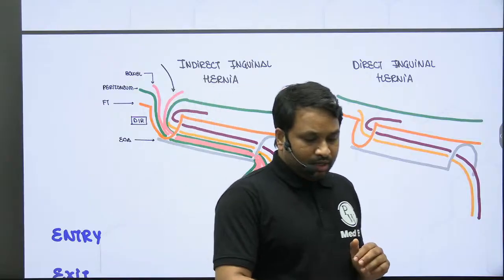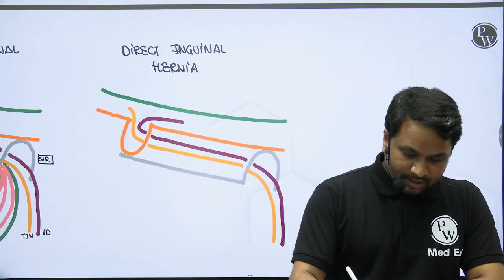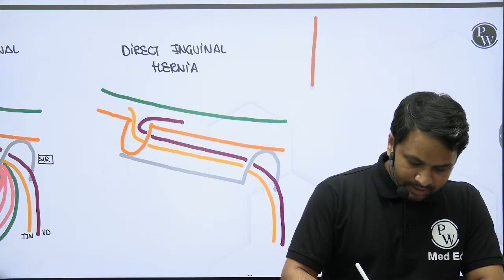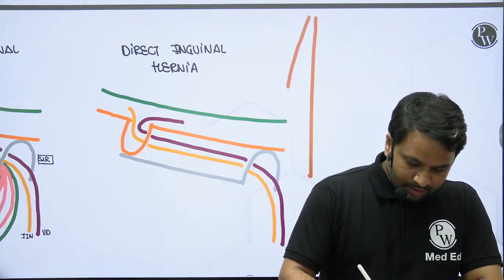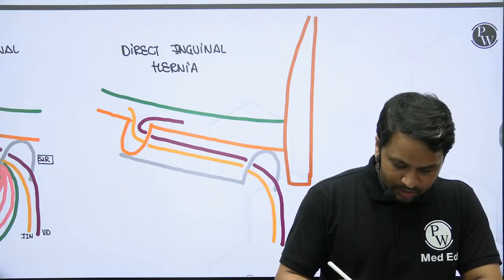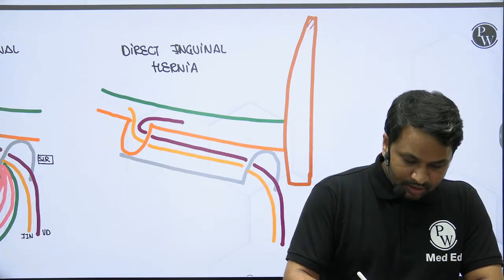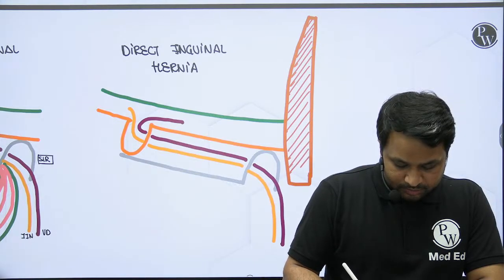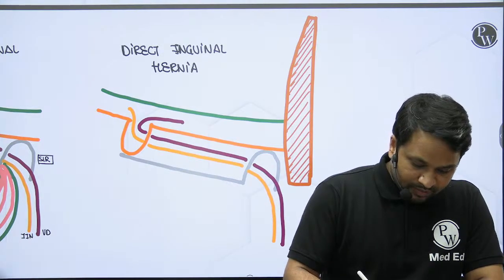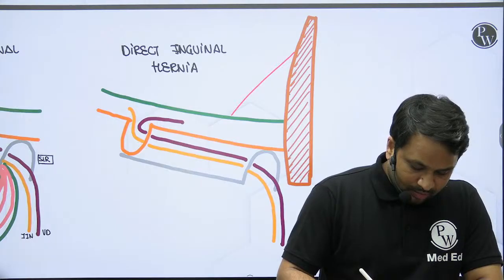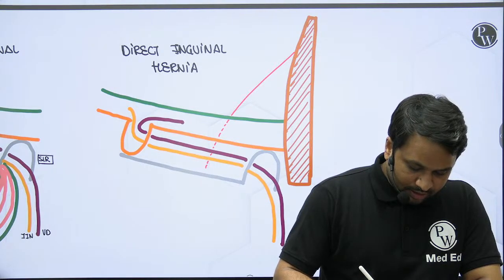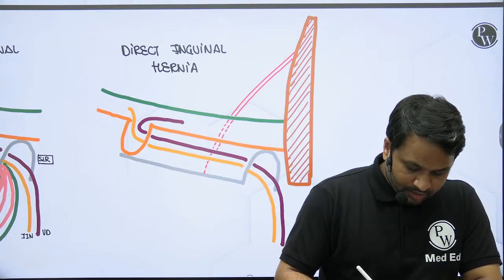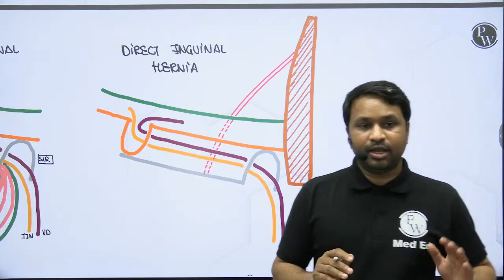Clear? Now, for a direct inguinal hernia, there is a defect that is going to be present, or I can say abdominal wall weakness. When you look at this, this is the medial side. There's a muscle which is present here. This is your rectus abdominis muscle, right? Now, from the external iliac, there is a blood vessel that is going to originate, and this is your inferior epigastric artery, which is going to run.